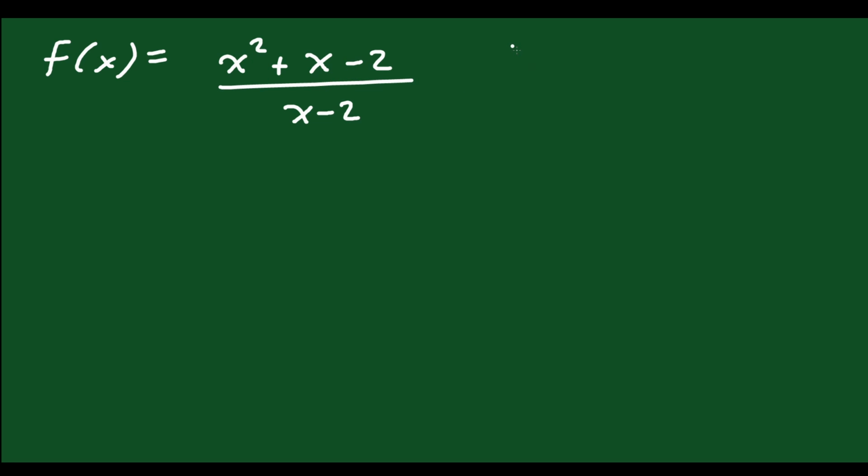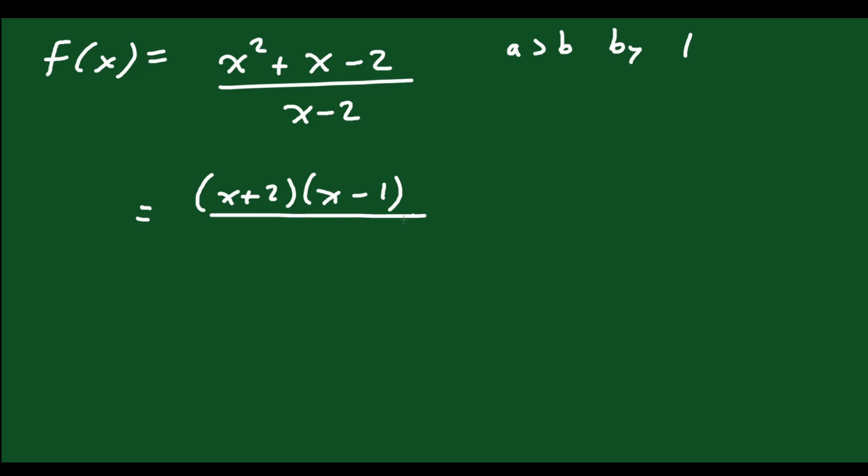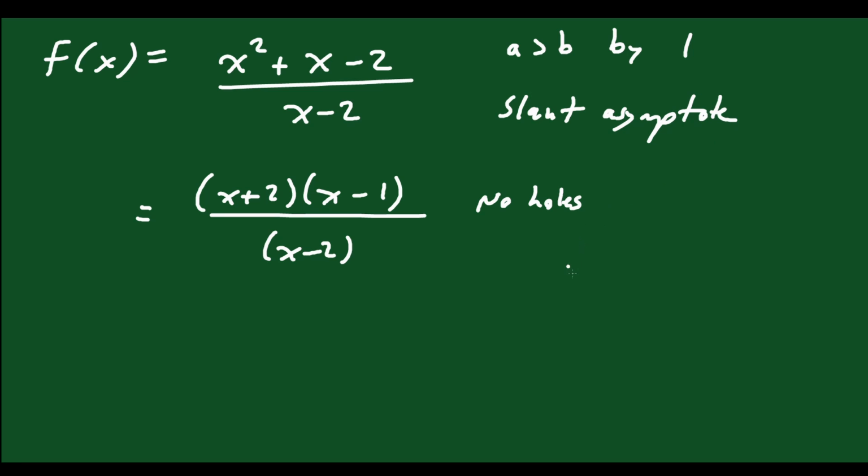I got a couple more here that are kind of unique examples. So this next one, f of x, is equal to x squared plus x minus 2 divided by x minus 2. So you can see that a is bigger than b, but it's only bigger by 1, right? So this is going to be an example where you have a slant asymptote, or an oblique asymptote, you could call it. If we factor this, you get x plus 2, x minus 1 over x minus 2. So nothing cancels, so there's no holes, right? So we have no holes, and we also have a slant asymptote. So those are the two things we know so far, right?